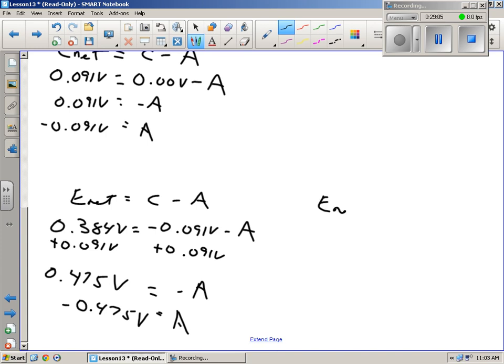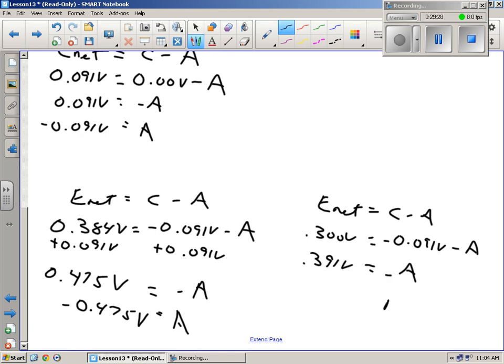The net is C minus A here. What do we have here? This is the negative 0.091 volts minus A, and the net for this one is 0.300 volts. Let's see. Add 0.091, so that's 0.391 volts is a negative A. A would be a negative 0.391. Is that correct, somebody? Double check. Okay, so that's a negative 0.391.